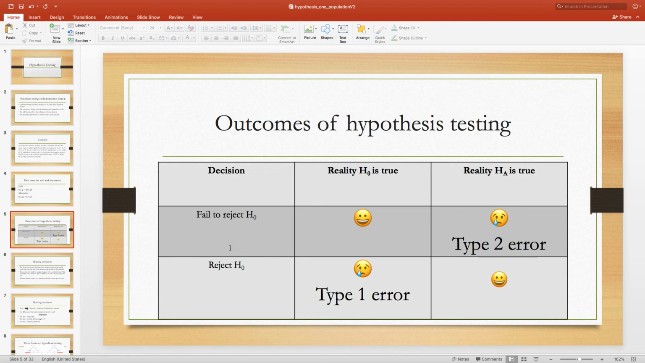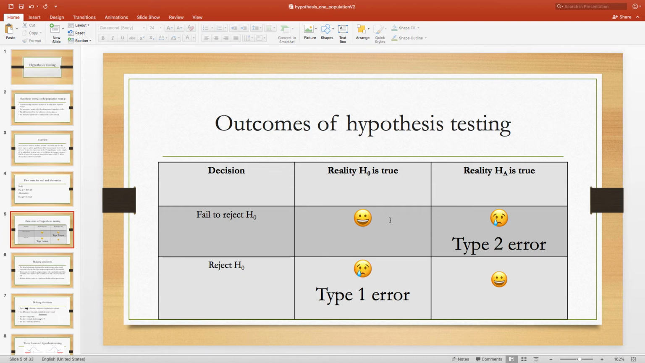Okay. Now, there could be a reality to the situation. The reality could be that the null hypothesis is true. That's reflected here. Or the reality could be that the alternative hypothesis is true. Now let's look at your decision. If you fail to reject the null, that's this second row. And failing to reject the null means that you're going to, for practical purposes, conclude that the null hypothesis is true. And if the reality is the null hypothesis is true, that's a great thing. And so we got this smiley face.